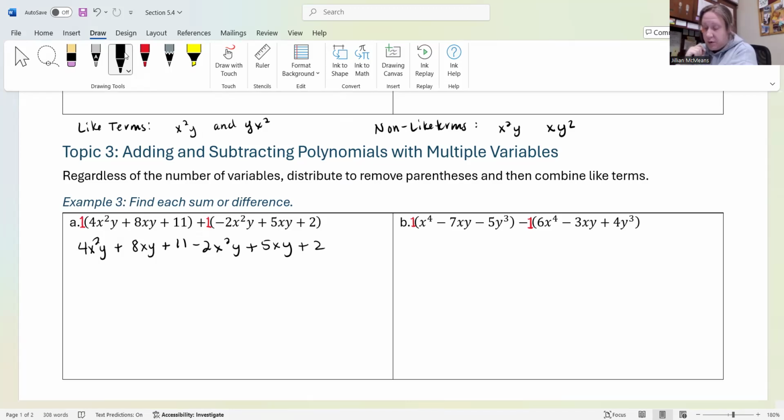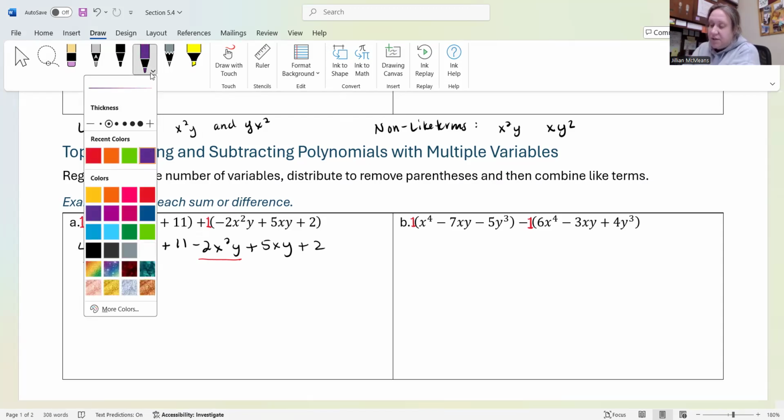Same variables, same exponents. So if I look here, I, for my first term, have x squared y. Do I have another term with an x squared y? I do. So I have two terms that contain an x squared and a y.